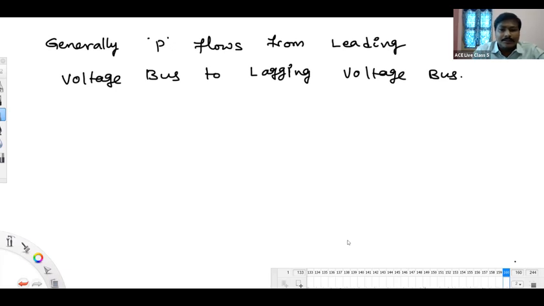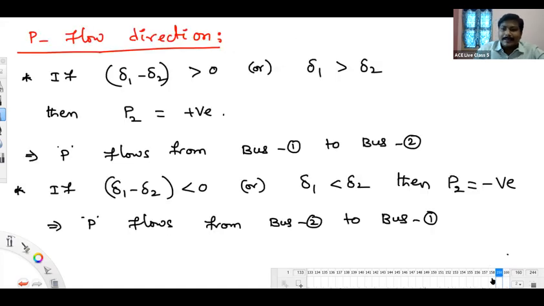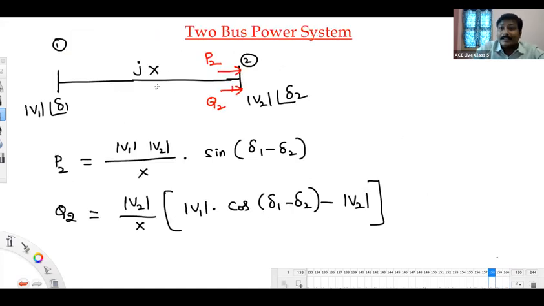Okay. So I think all of you have understood this statement, what I said? This statement has a condition that the system is lossless. Lossless means it does not have any resistance. Else, we can say the system has a high X by R ratio.